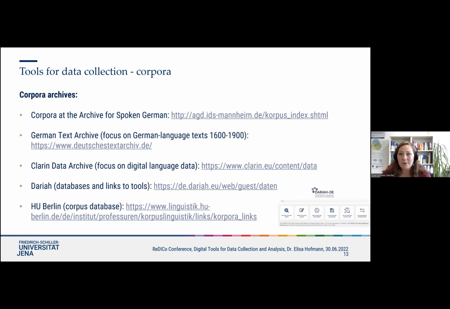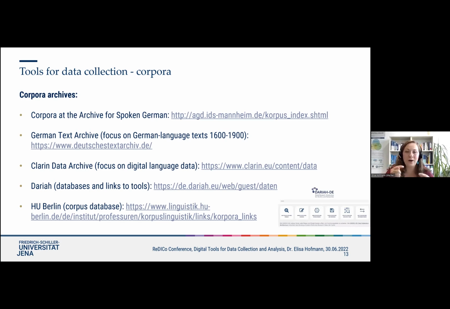Coming to corpora, I think I read also in what kind of data you use or plan to work with. There are a lot of corpora archives that you can obtain. For instance, the corpora at the archive for spoken German, or the German text archive, which focuses on German language texts from 1600 until 1900. And then I brought you along three more databases, where you can look up specific archives for specific corpora that you might find interesting.